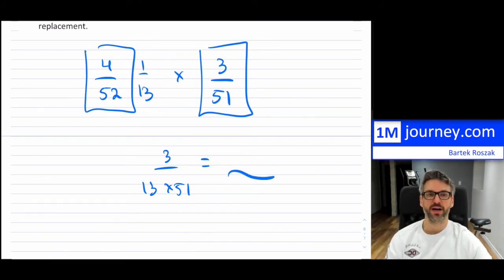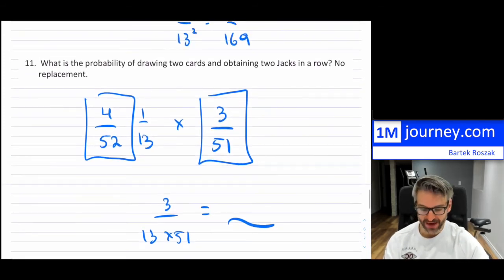Now you can multiply, find out whatever you need, but that's how you do it with no replacement. All right, so that's question number 11.